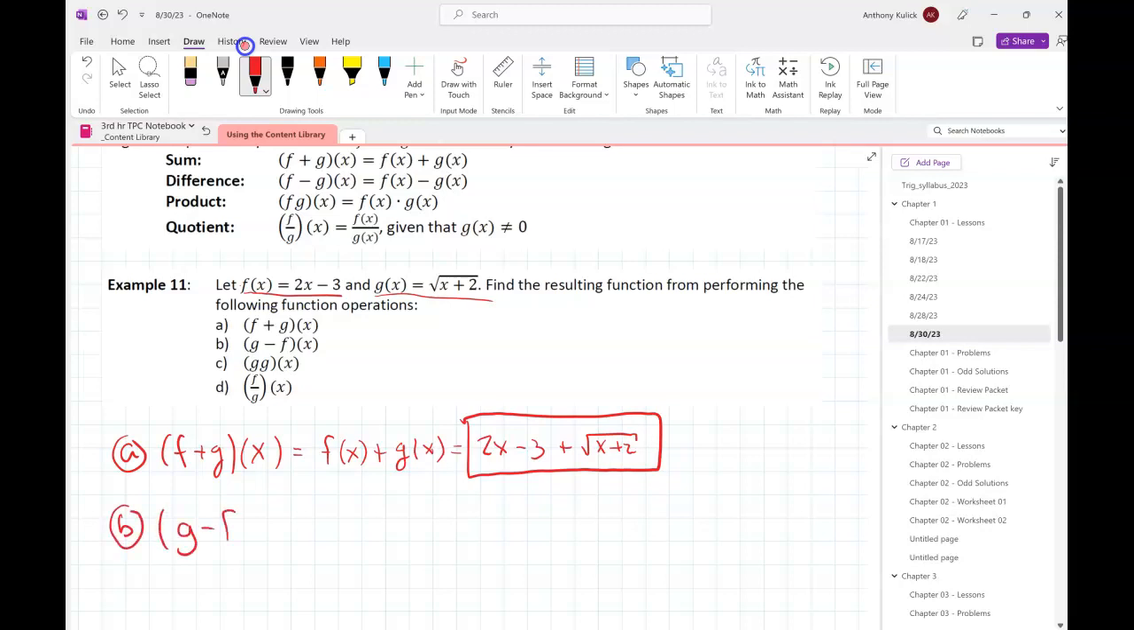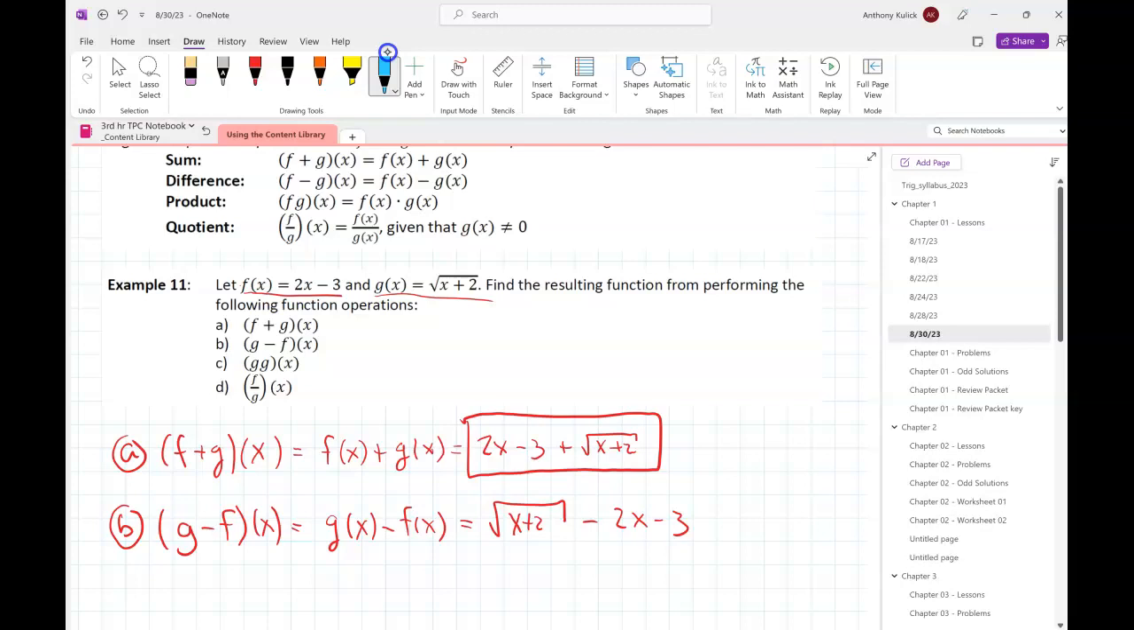Let's see, we have g minus f of x. So I know I can just do g of x minus f of x. And I'll just replace that stuff with what it's equal to. So I'll just write this, correct? Does that look good to everybody? Nobody disagrees? Because it's not right.